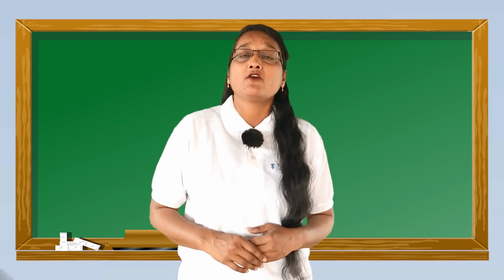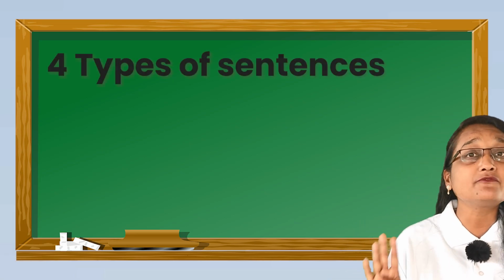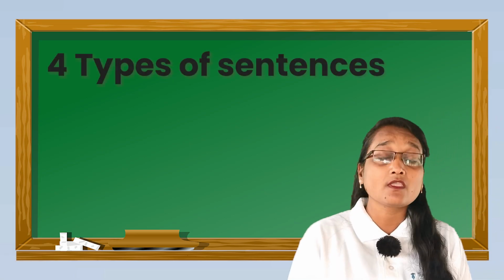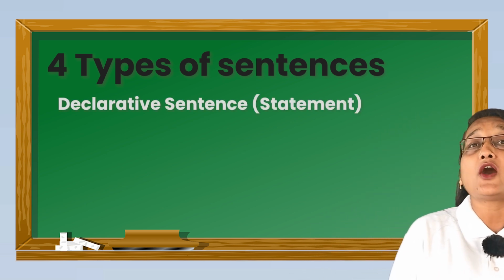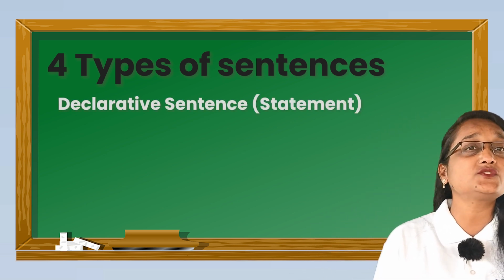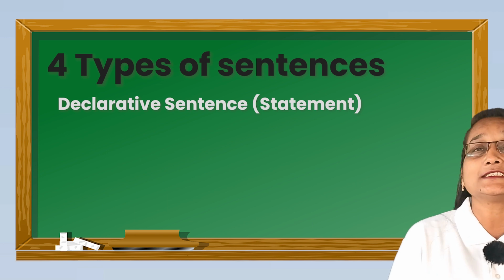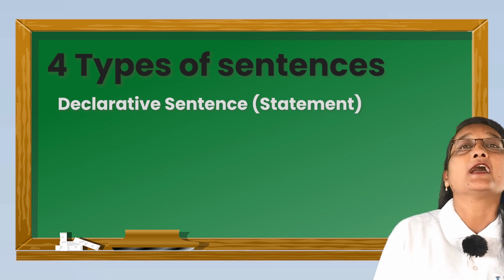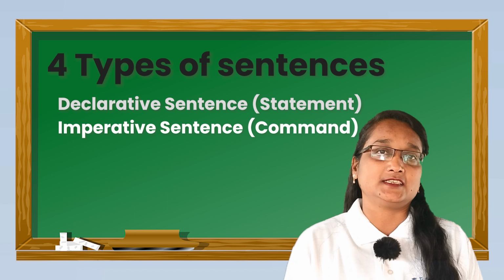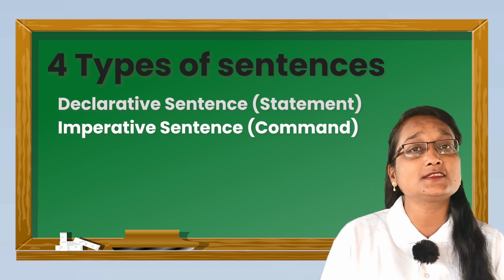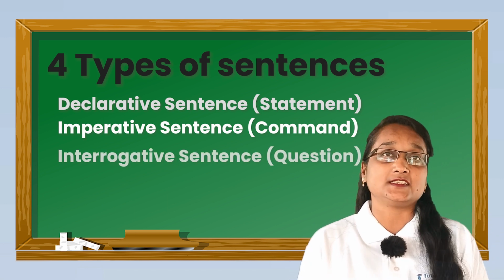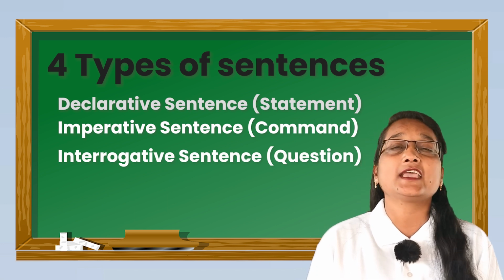There are four types of sentence. First one is declarative or assertive sentence. Then imperative sentence. The next one is interrogative sentence. And the last is exclamatory sentence.